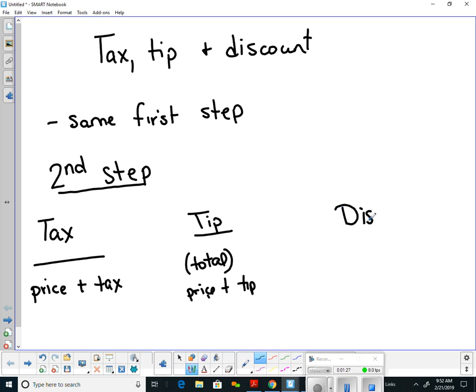For a discount, you're going to take the price and subtract the discount. Okay, so we're going to do a few steps to show how we go about doing the first step. And then we will go from there.